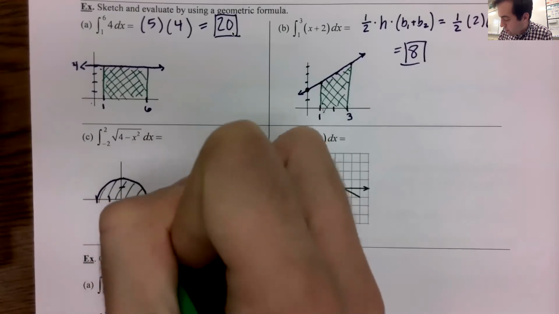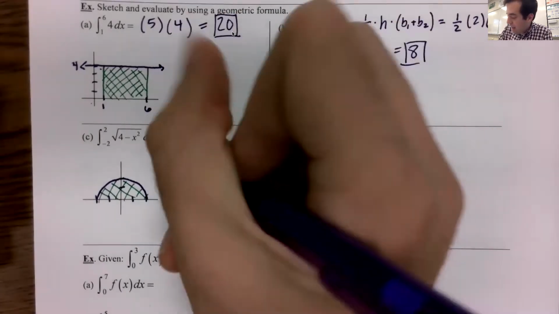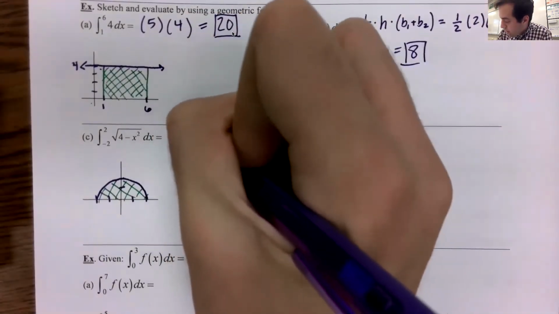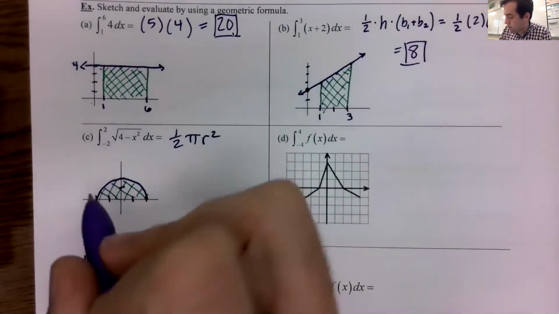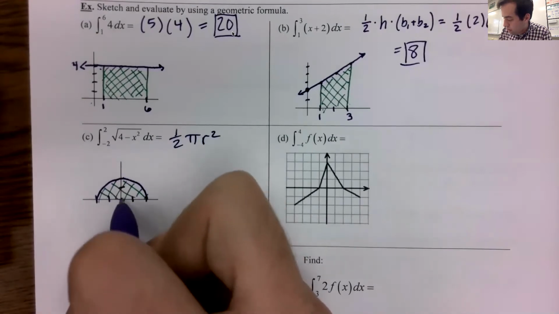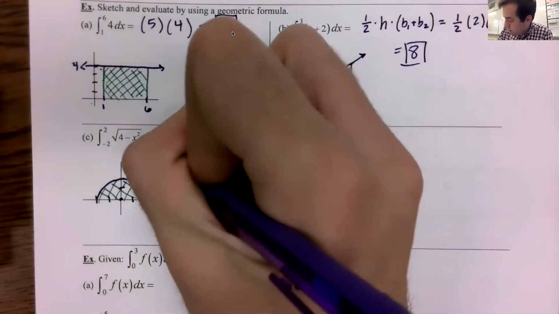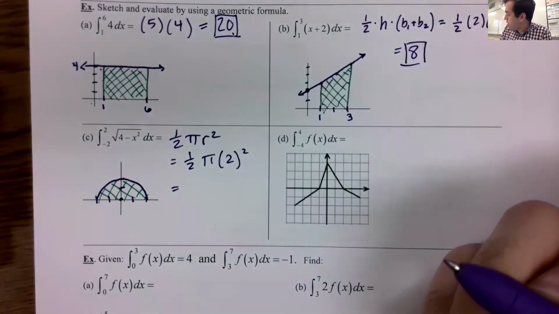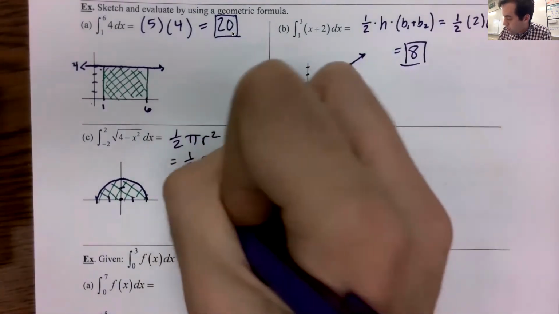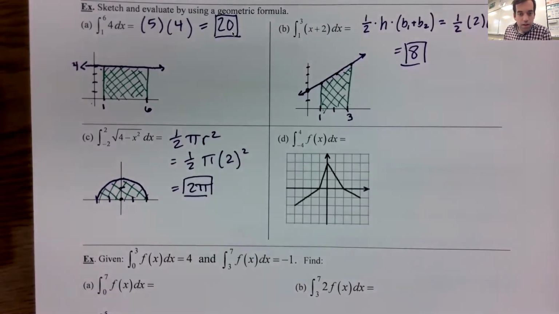So if we think about this as a circle, we're going to be looking for half of the area of a circle, 1/2 of the pi r squared. And the radius of this circle, hopefully you can see, if this is the center point of the circle, it has a radius of 2 in every direction. So it's going to be 1/2 of pi times 2 squared. And so we have 4 times 1/2 is 2. So the answer here is 2 pi. That's our area.